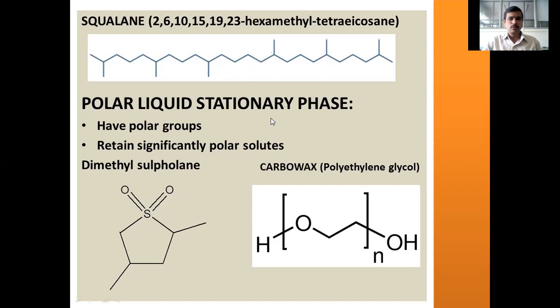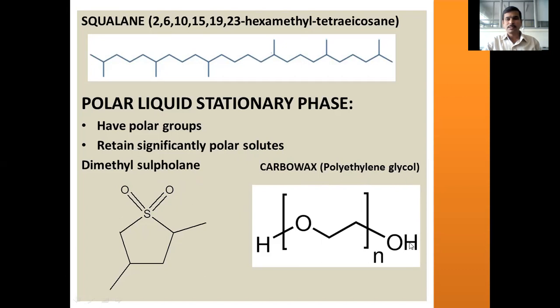Next, let us move on to polar liquid stationary phase. These polar liquid stationary phases will have highly polar groups, and they retain significantly polar solutes. The relative retention rate for the solutes which are more polar will be more when we use these polar liquid stationary phases. I can quote a couple of examples here. Dimethyl sulfolane, this is going to be dimethyl sulfolane. And sulfur and oxygen present here will be responsible for the high polarity of this dimethyl sulfolane. And even Carbowax, polyethylene glycol.